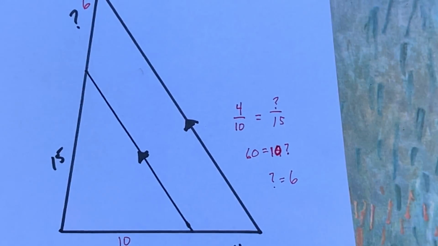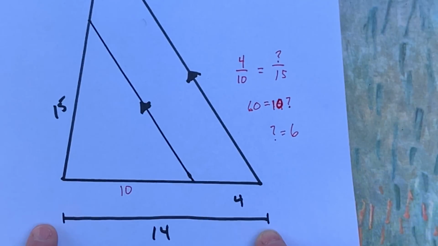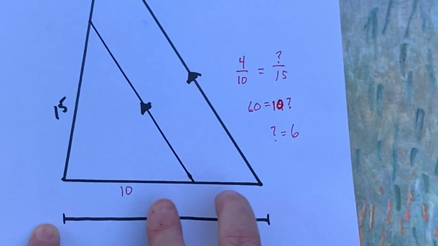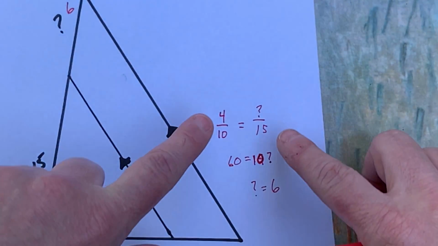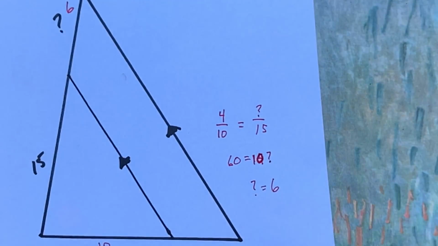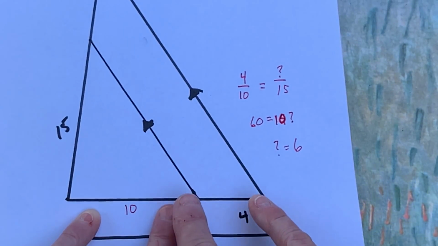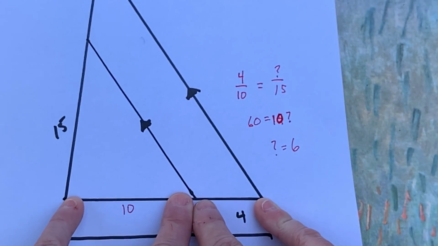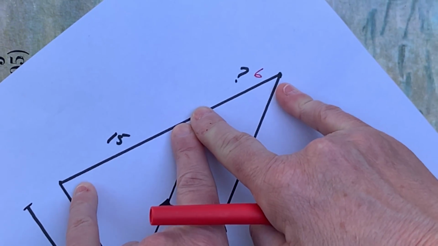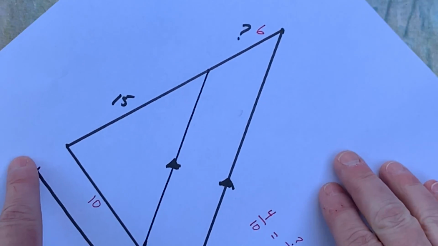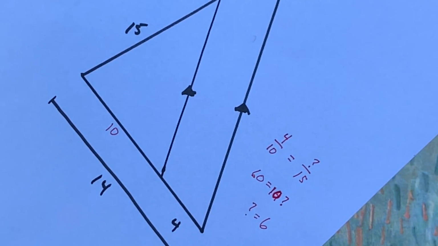There's two things going on there. One is if you're given the full length and you need to know only a segment of it, subtraction will be your best friend. And you know how to set up a ratio. You just have to know that this segment is proportional to this segment, as this segment here is proportional to this segment here. 6 is to 15 as 4 is to 10.